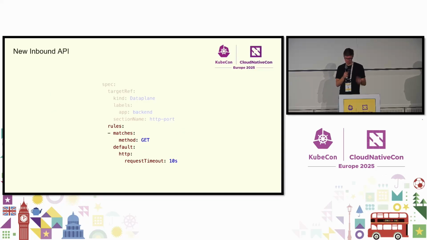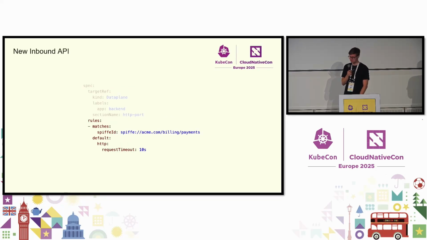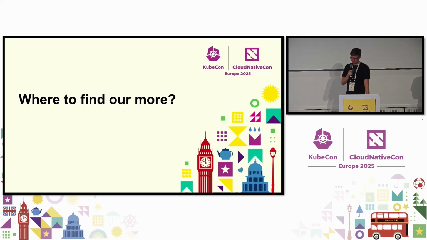And we will be adding more possibilities to this API with the matches field, where you will be able to select a subset of traffic, for example, based on method or path, or select a subset of clients, for example, using SPIFFE ID. Yeah, so that's basically all that's new and cool in Kuma.